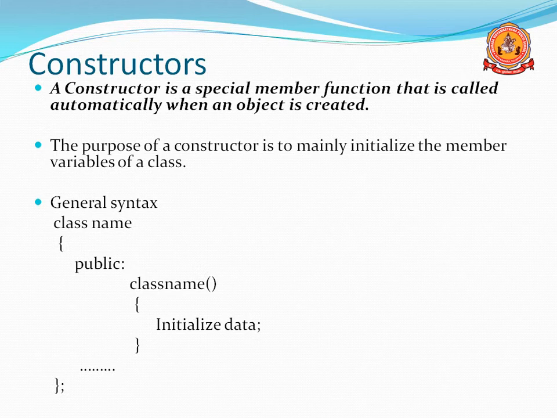What do you mean by constructor? A constructor is a special member function that is called automatically when an object is created. Like any other member function, a constructor is also a member function of the class. When you create the object, at that time it is automatically invoked. There is no need to call the constructor separately.